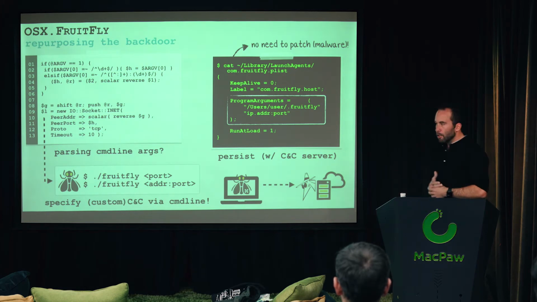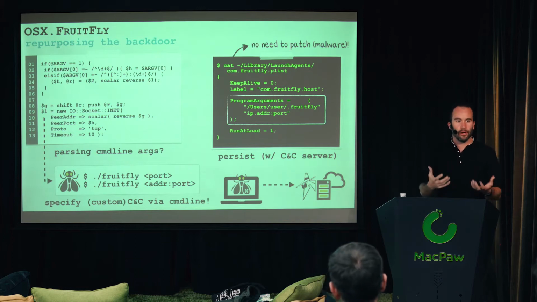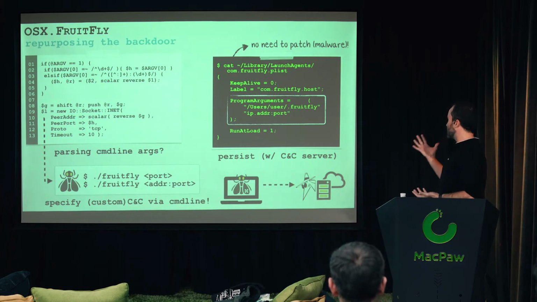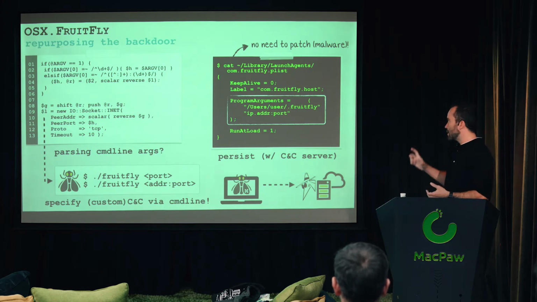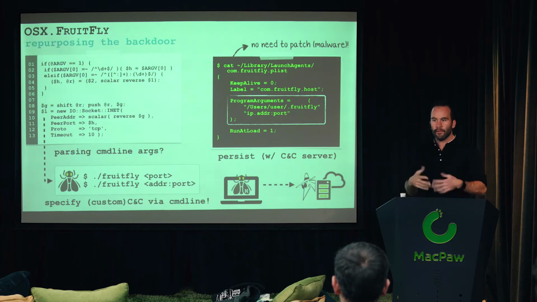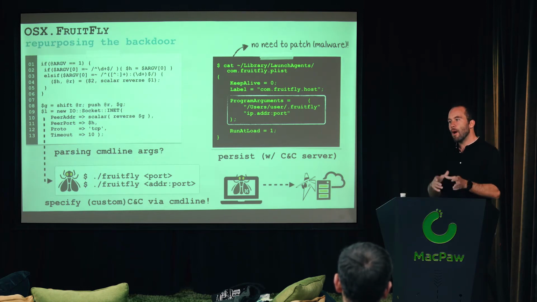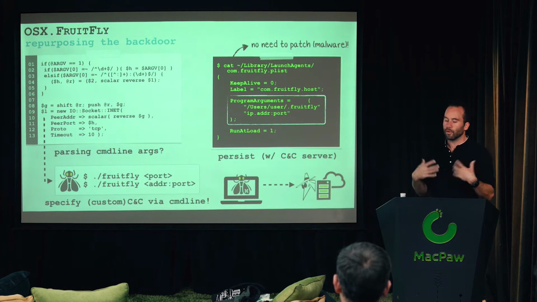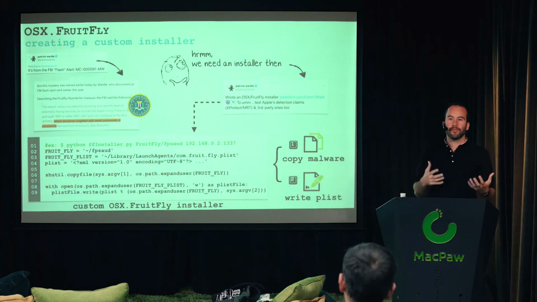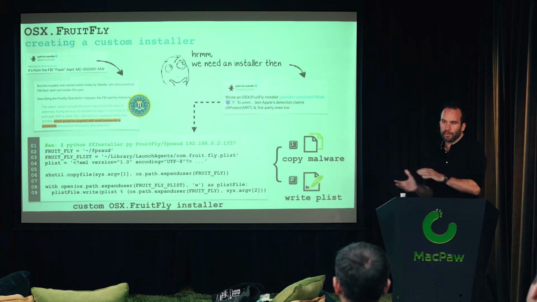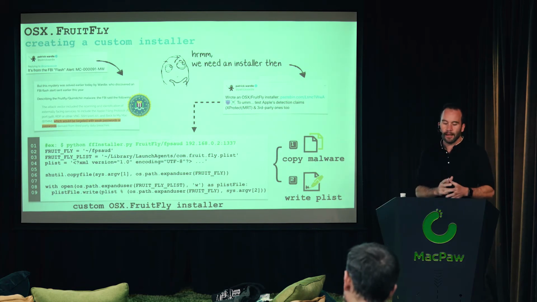This is great. So for example, if we get access to a Mac system and we want to install this backdoor, if we persist it as a launch agent, you can actually pass command line arguments. So what we do is we simply specify the address of our own command and control server, and then every time the system is rebooted, the malware will beacon to our servers for tasking. So we can see it's pretty trivial to repurpose that backdoor. That's really all we have to do on the client side.